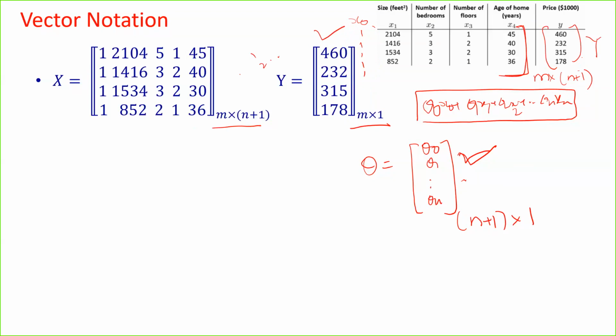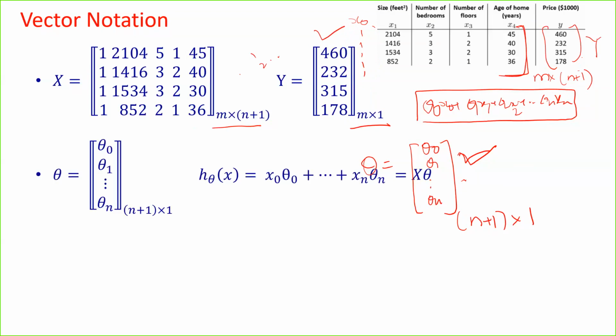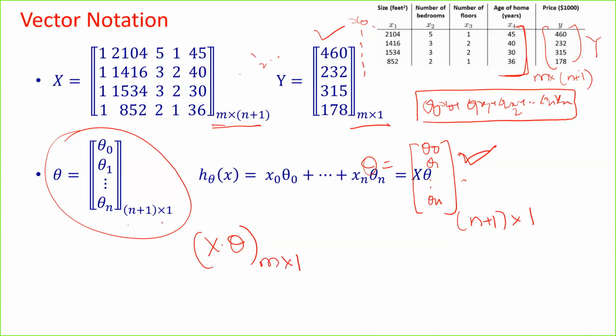Now the task is to learn theta such that when you multiply x with theta, what is the resulting matrix size? m by n plus 1 and n plus 1 by 1. What is the resultant one? m by 1, isn't it? Could you follow? So this is the prediction vector and this is the actual vector. So the task is to learn theta such that x times theta is equivalent to y. So this is the problem, right?